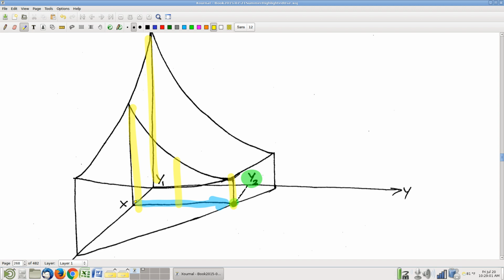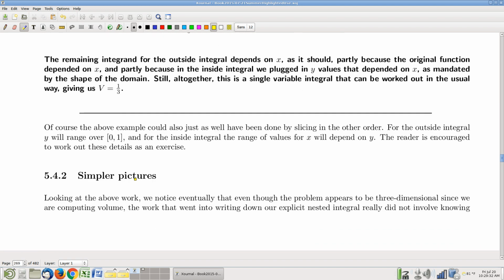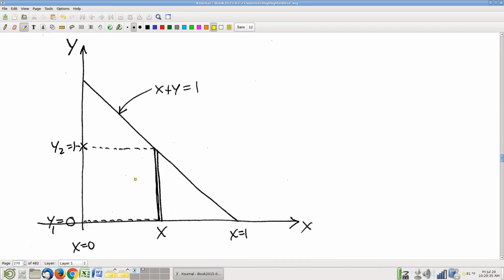Okay, so here's my argument. If the only thing that I need to figure out when I'm writing down a nested integral depends only on the domain, why am I drawing a three-dimensional picture? Why don't I just draw the domain? The domain's a lot easier to draw. The domain is just a triangle. I don't need to draw the three-dimensional volume. I already know how to deal with that. I just need to draw the domain, and that's a much easier picture to draw.